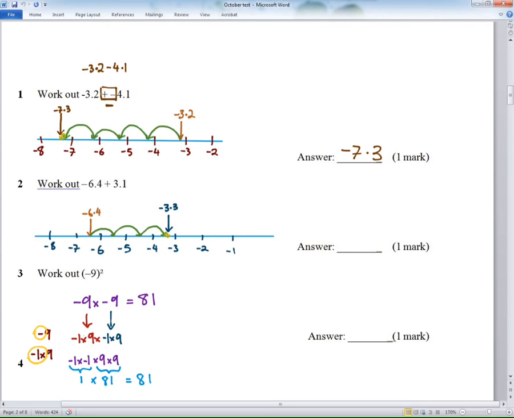Let's just go back. So that could be another way to think about the same question and why those minus signs will make a positive answer. Excellent. Let's move on.